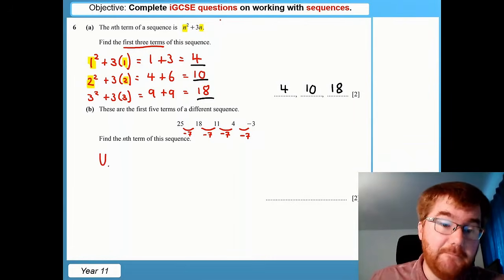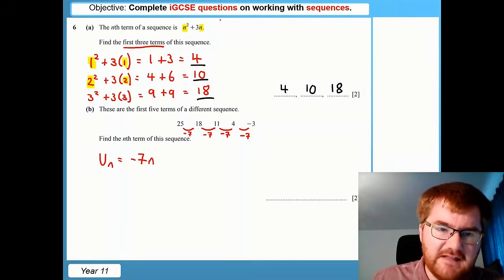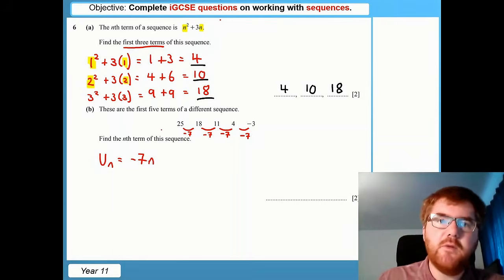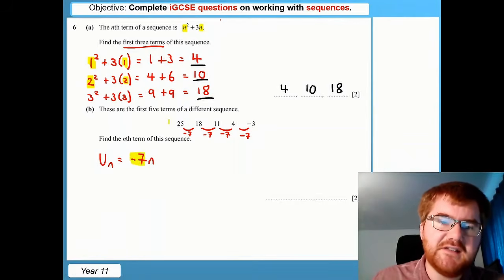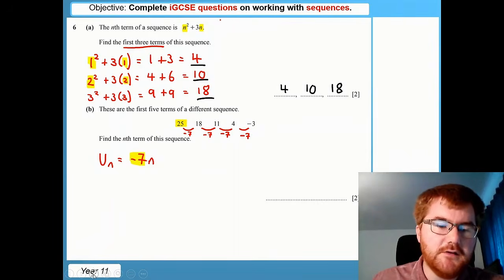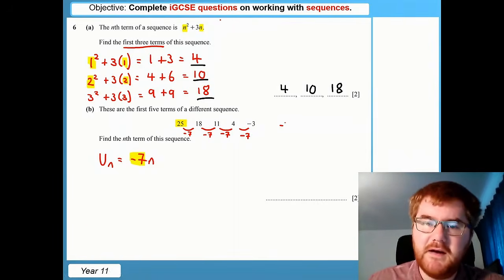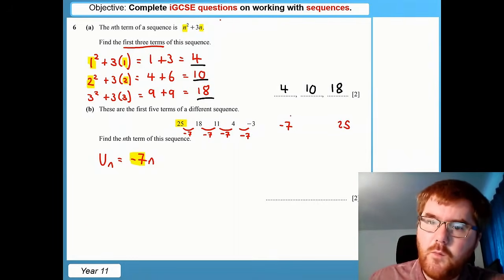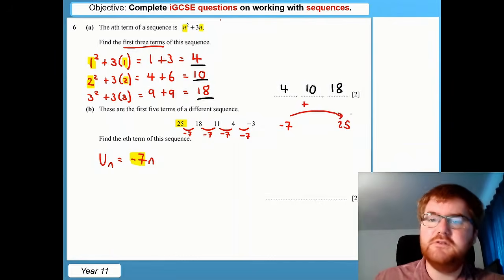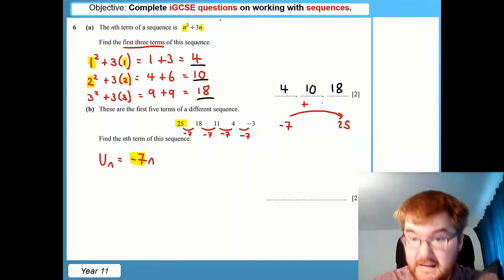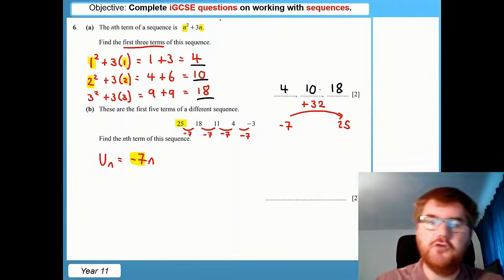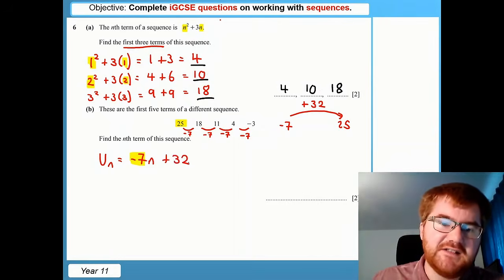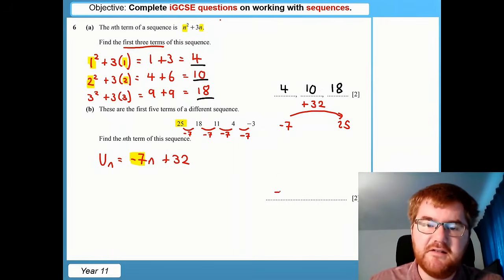So our nth term is equal to minus 7, so that comes from the difference. We put an n next to it, it's an nth term. And then we think to ourselves, let's take that minus 7. What do we do to the minus 7 to get to the first number, 25? So imagine you have minus 7, here's 25. What do we have to add here in order to get to that number? And in this case, we need to add 32. You can check that, of course, on your calculator. So our final answer here is minus 7n plus 32.